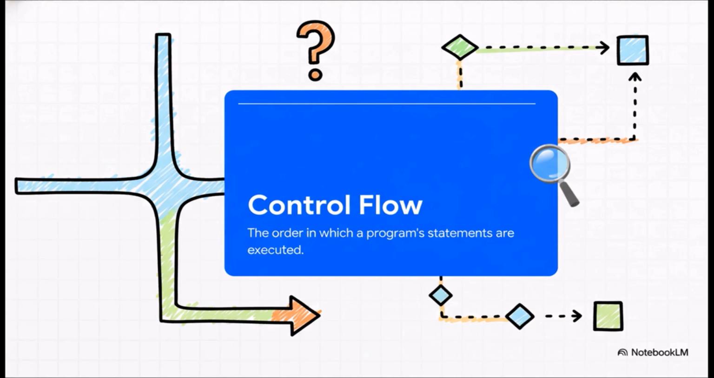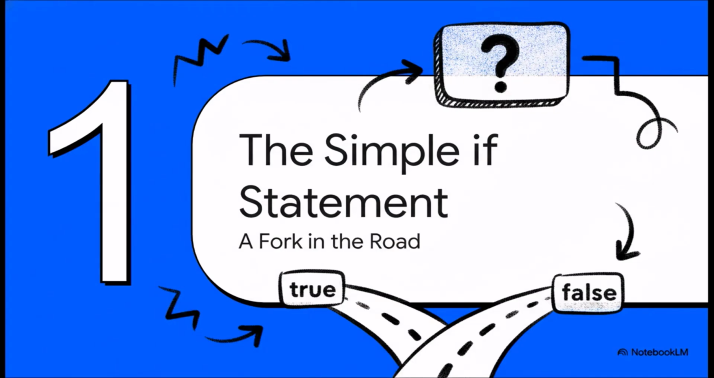And this whole idea, this order of execution, there's a name for it. It's called control flow. And today, we are going to grab that control flow by the reins. We're taking that predictable, straight line, and we're going to twist it into a dynamic path, one that's full of forks in the road, choices, and all sorts of different outcomes. All right, let's get into it.